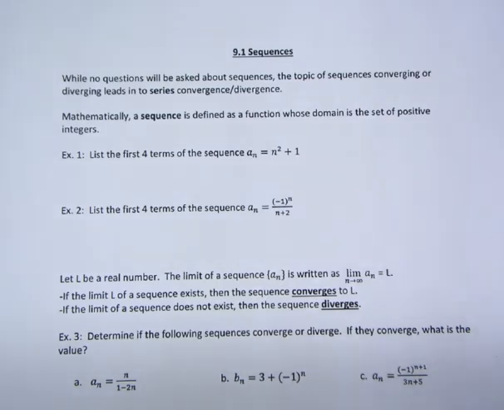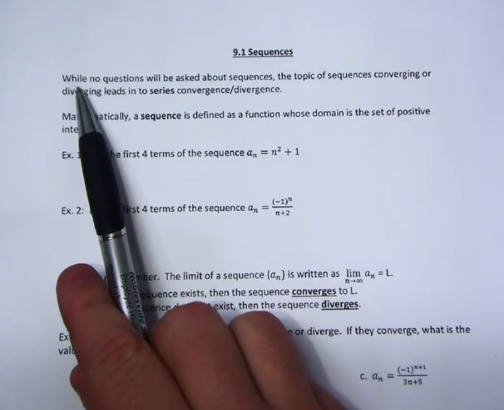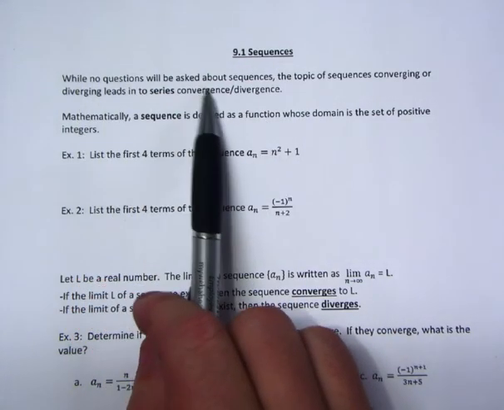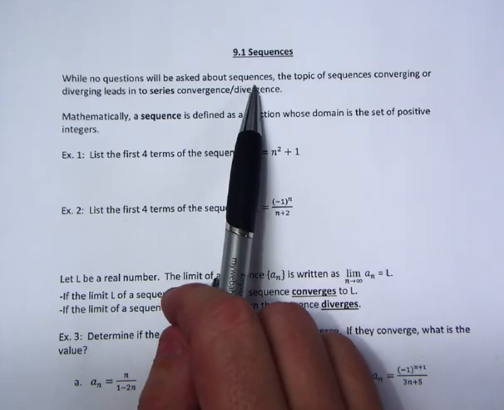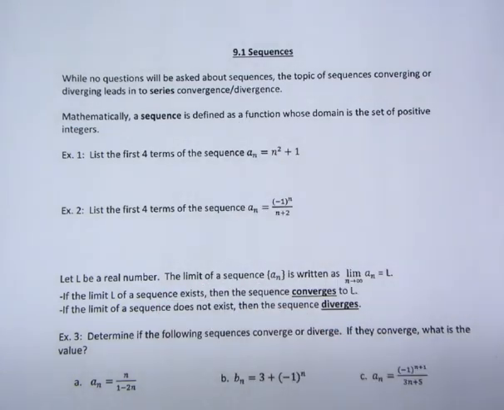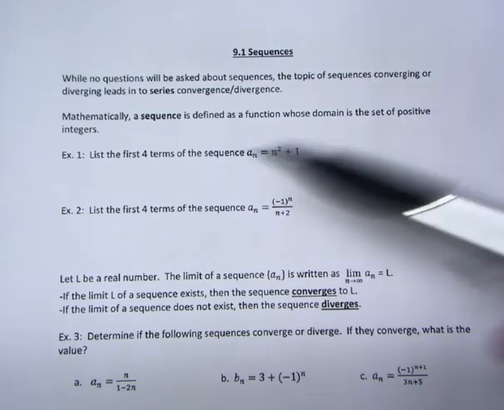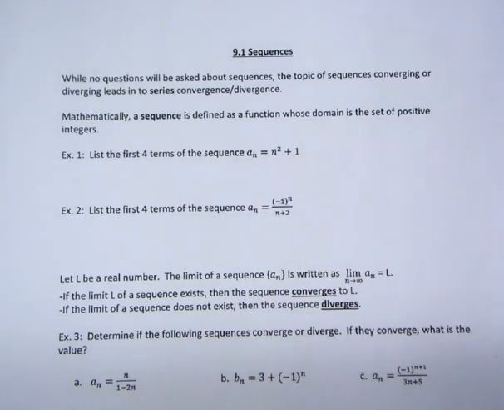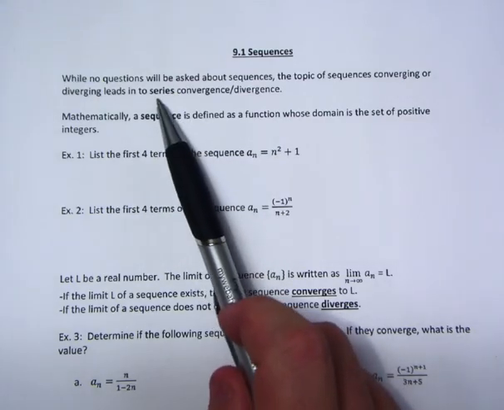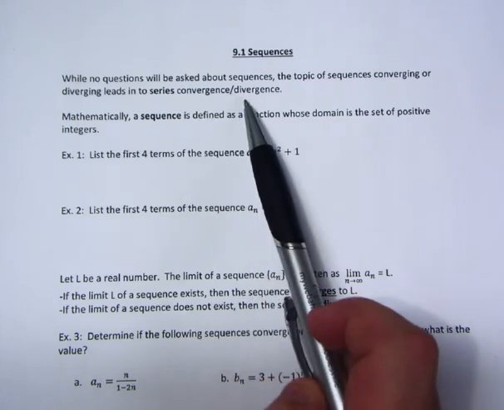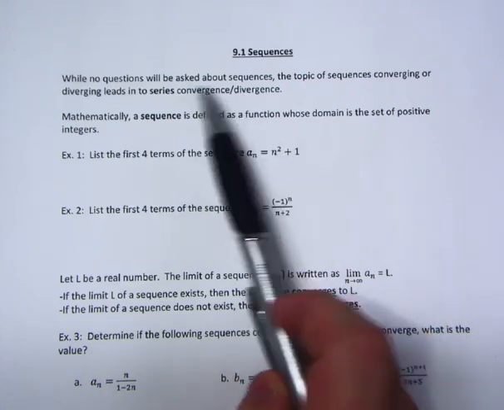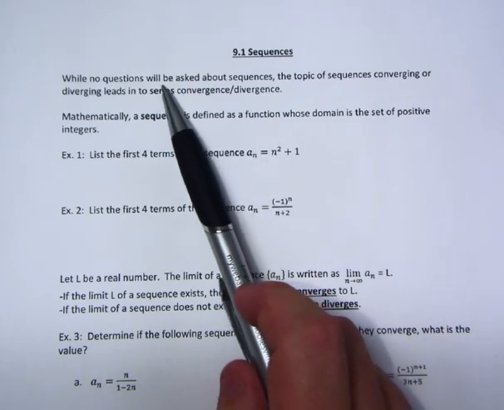I make a note right here with sequences that there aren't going to be really any questions asked about this topic in particular. The topic of sequences converging or diverging, meaning if you would list out the terms of a sequence, is it converging to an actual value? That leads to series convergence and divergence, which is really what this chapter is about: does a series converge or diverge?